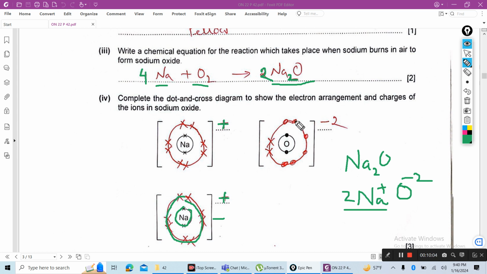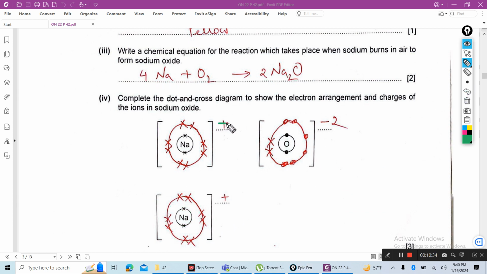Oxygen is a group 6 element, so it has 6 electrons in its outer shell. 2, 4, 6. Oxygen gains 2 electrons, crossed 2 electrons, to form a 2 minus ion. So their outer shells become full. Sodium has 8 electrons, loses 1 electron from its outer shell, becomes a positive ion, this also becomes a positive ion. Oxygen gains 2 electrons to form a 2 minus ion. This is an ionic compound.